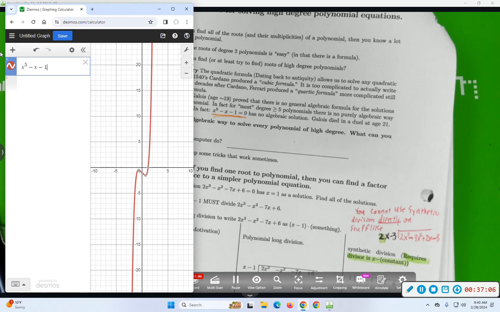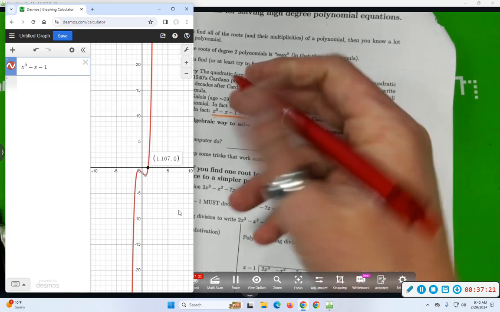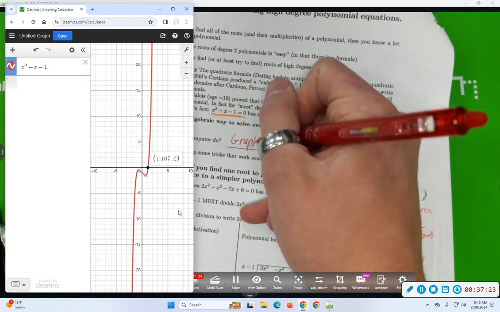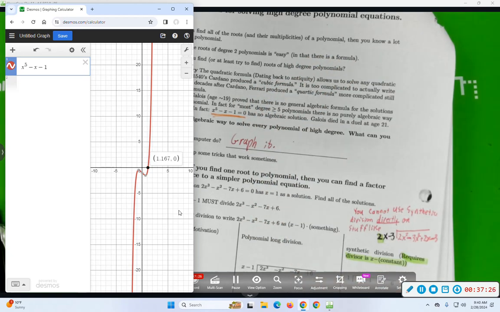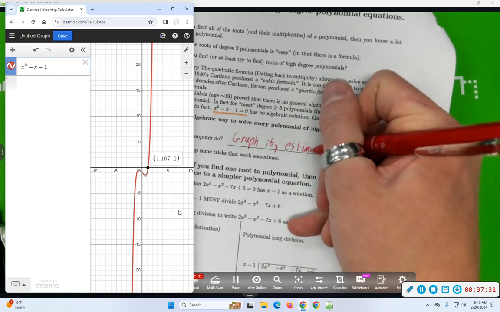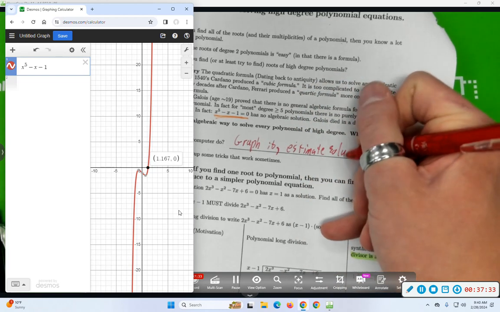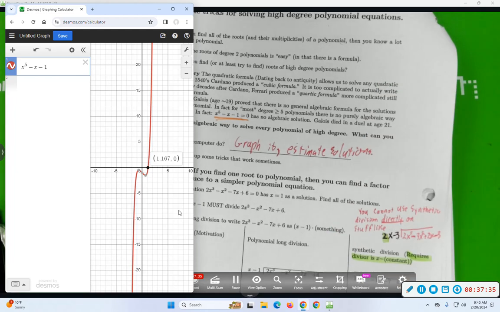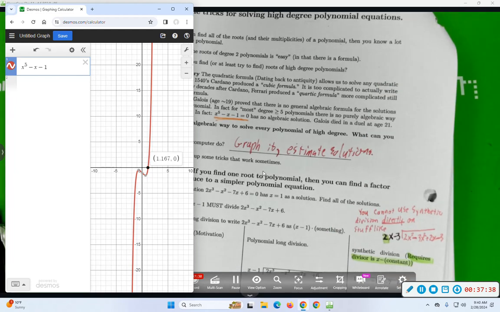Oh, cool. This looks like it has an x-intercept. Looks like it has one real solution, and Desmos is even willing to estimate it for us as about 1.167. So you can always do that. If you have a computer, you can do something like graph it, and you can ballpark the solutions. So it's always something worth remembering that you have as an option.